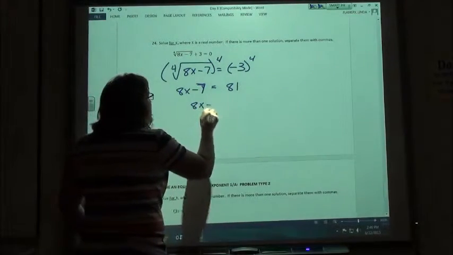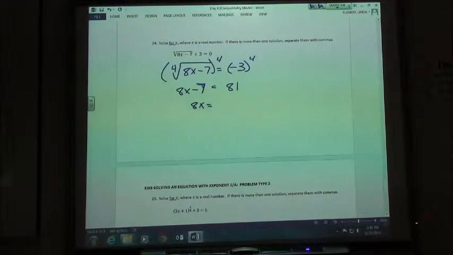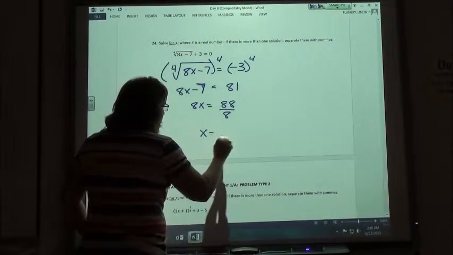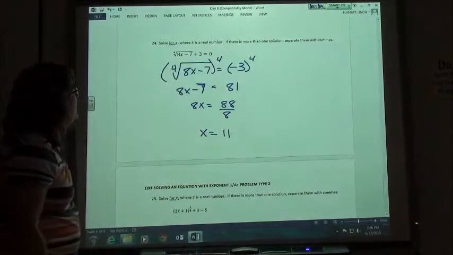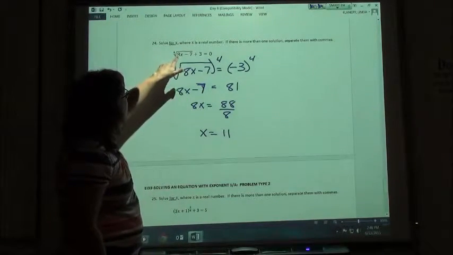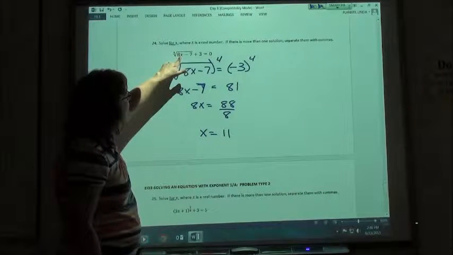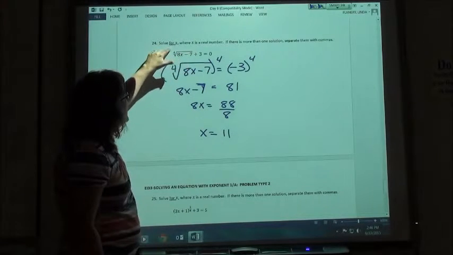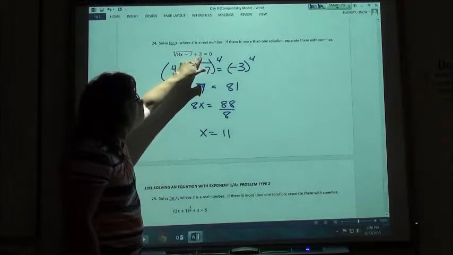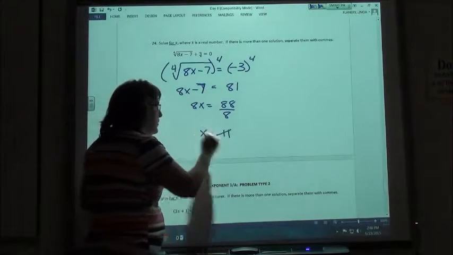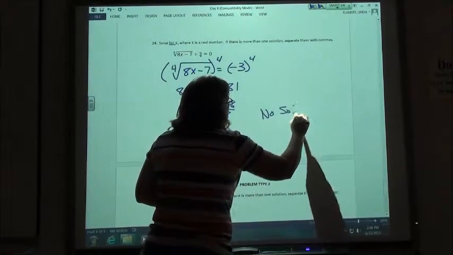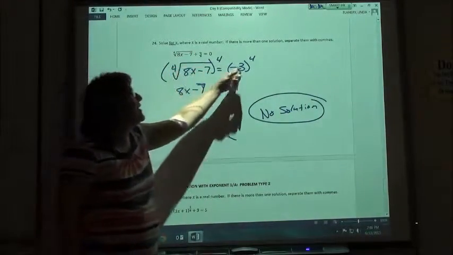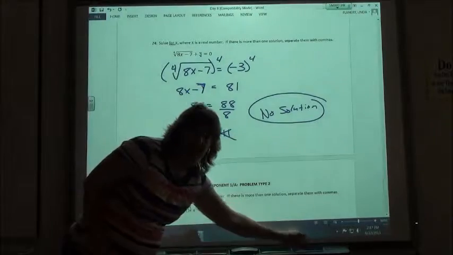So 8x is going to equal, I'm going to have to add my 7, so that's going to give me 88, and divide by my 8, x equals 11. If I check that out, 8 times 11 is 88. 88 minus 7 is 81. The fourth root of 81 is 3, and 3 plus 3 is 6, not 0. So I have to say, oh, no solution. The fourth root can't equal a negative anyway, because it has to be positive.